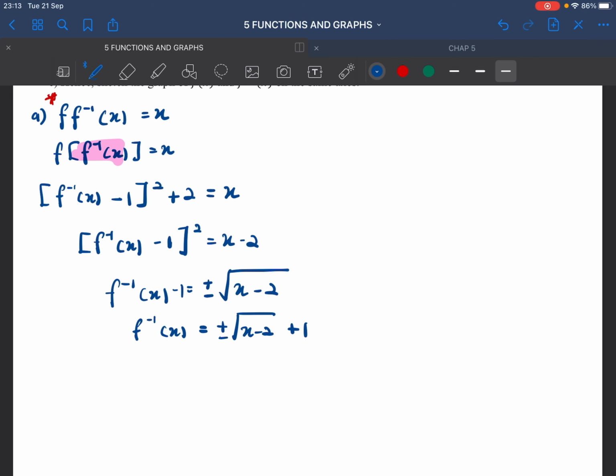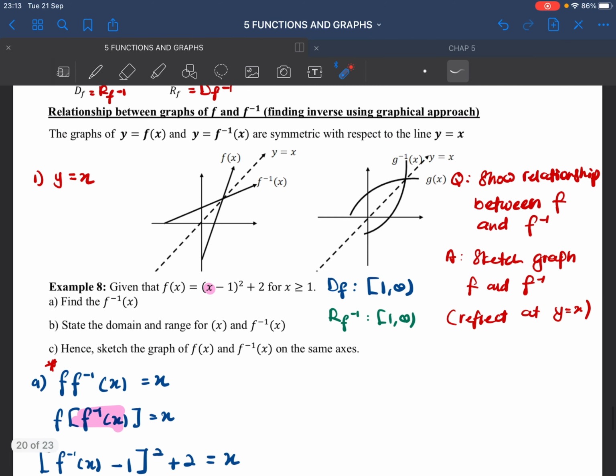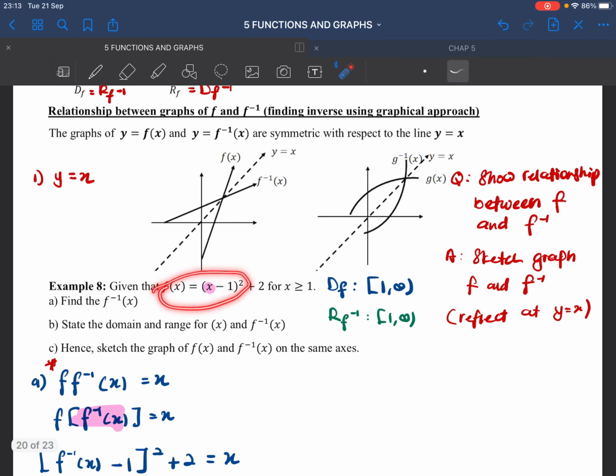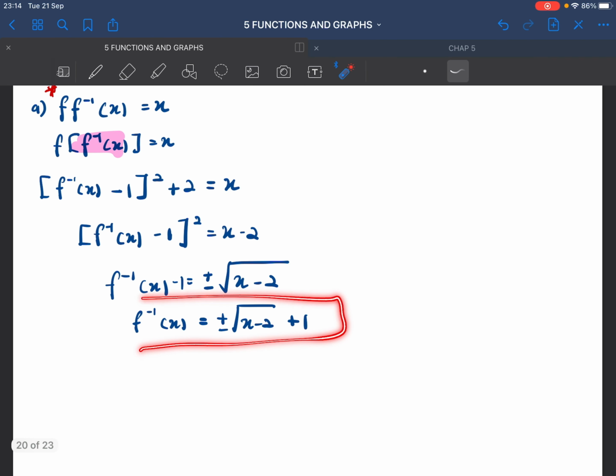Okay, so kalau kita tengok dekat sini, kita ada f inverse x is equals to square root x minus 2 plus 1 and also minus square root x minus 2 plus 1. Okay, kamu ada satu function je kat sini with domain x greater and equals to 1. So tak logik untuk f inverse kamu jadi 2. So how to decide whether it is positive or negative? Kita akan refer to range kita.